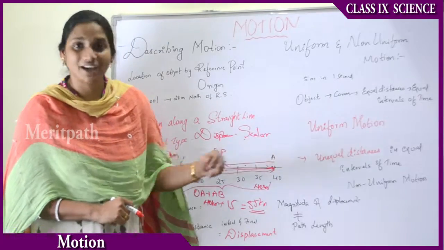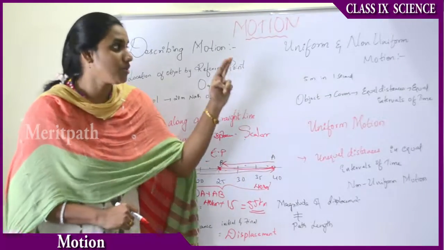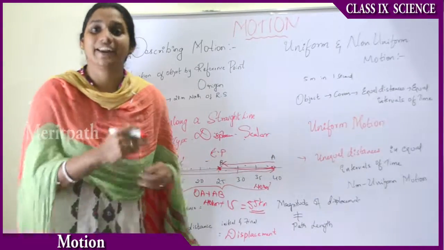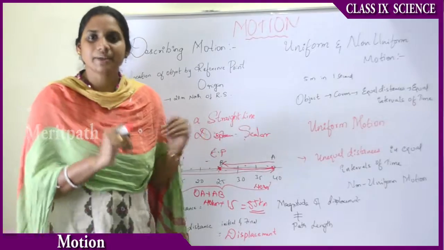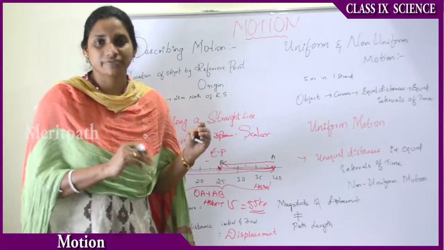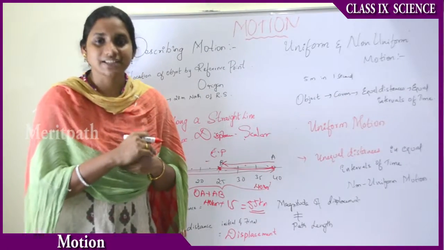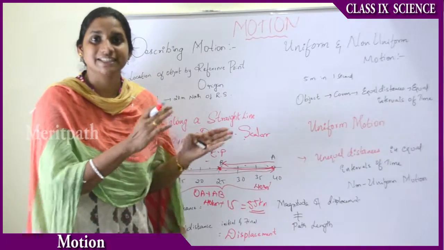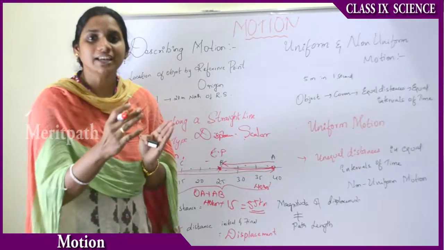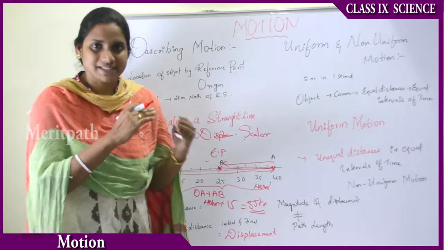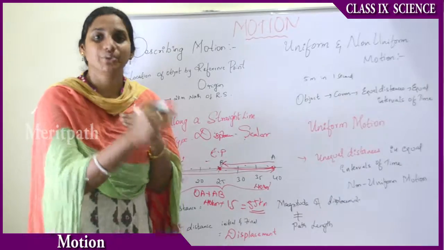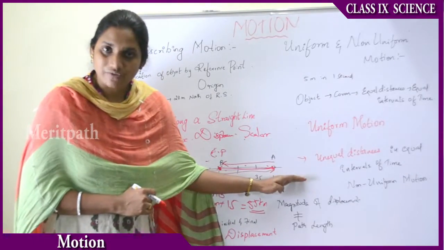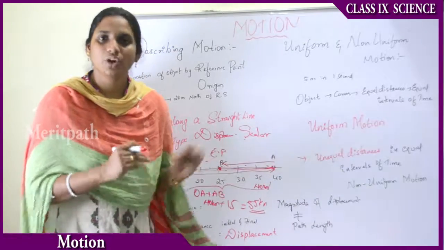Let us see non-uniform motion. Here the distance covered is unequal. Suppose in the first 5 seconds it covers about 50 meters, and in the next 5 seconds it covers about 100 meters. That means it is not maintaining constancy; it varies from one time to another. The distance covered by the object varies from time to time. That is unequal distance in equal intervals of time, and it is said to be non-uniform motion.